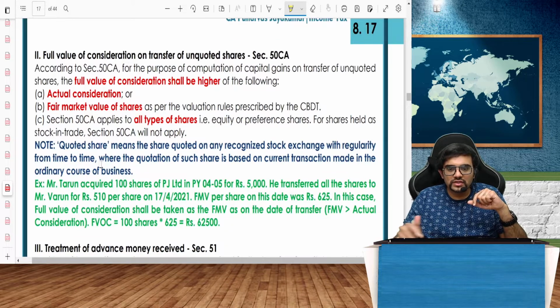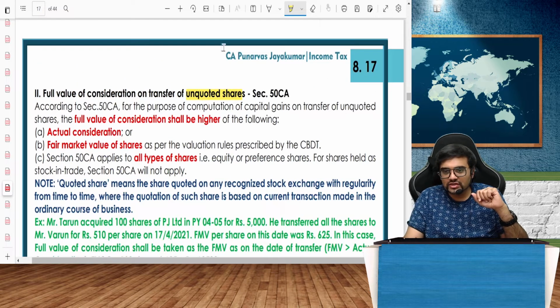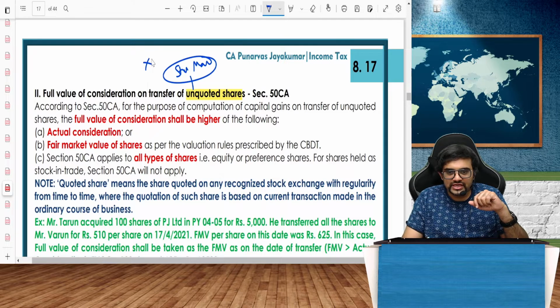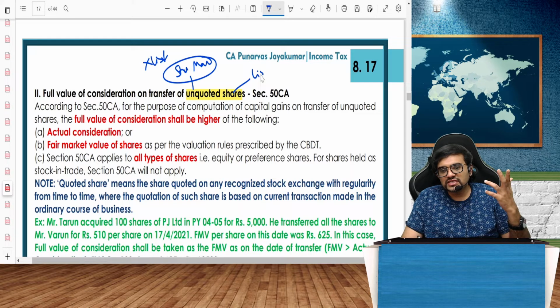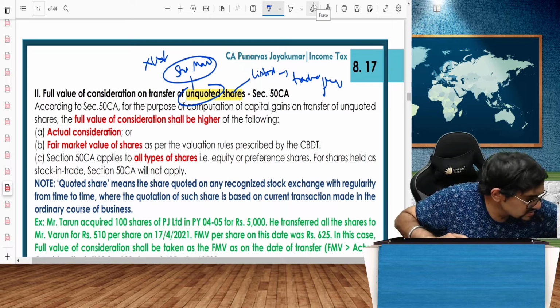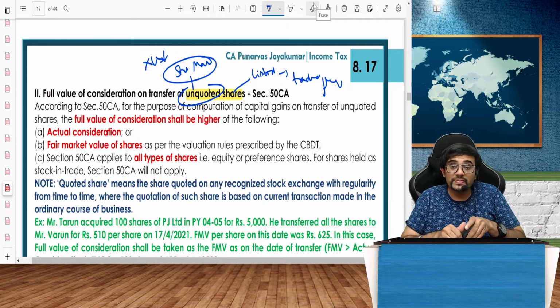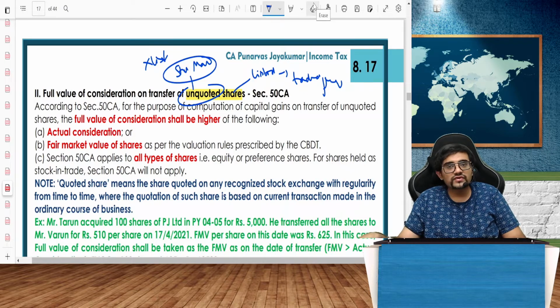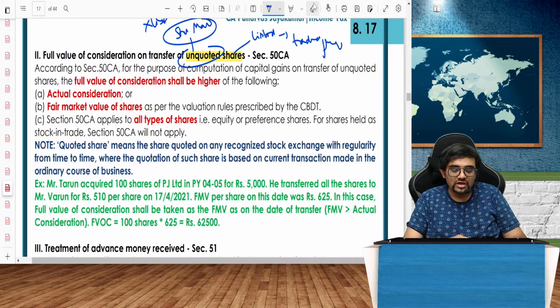Anyway, so what about unquoted shares? Unquoted shares means what? Which are not quoted in the stock market, not listed on the stock market. Even if it is listed on the stock market, it is not traded frequently. That is the meaning of unquoted shares. First of all, it is not listed in the stock market. Second, even if it is listed, it is not traded regularly. They are called penny stocks, etc. So for them, what should be the full value of consideration? Either the actual consideration or FMV.